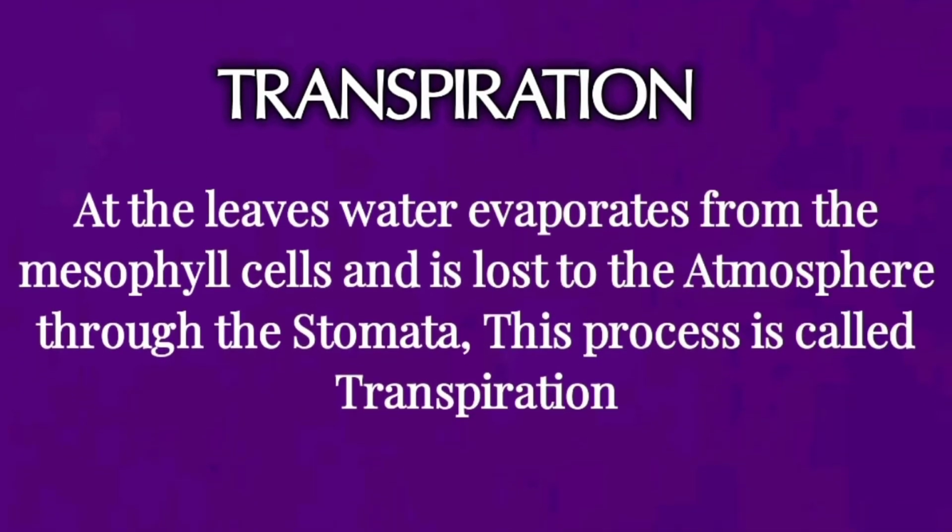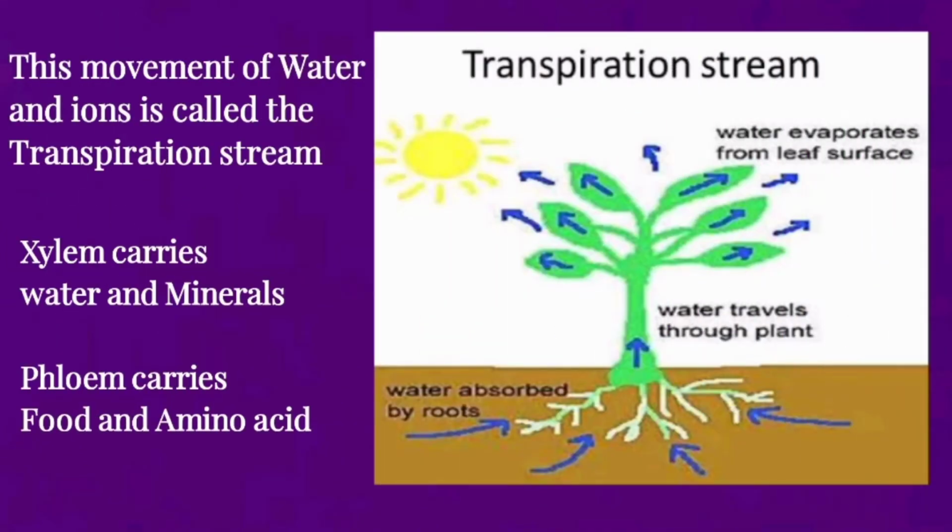At the end, water evaporates from the mesophyll cell and is lost to the atmosphere through the stomata. This process is called transpiration. Now what is the transpiration stream? Firstly, water is absorbed by the root. As I told you, soil has moisture. Water travels through the plant by xylem vessels. Water evaporates from the leaf surface by stomata. This process makes a transpiration stream.